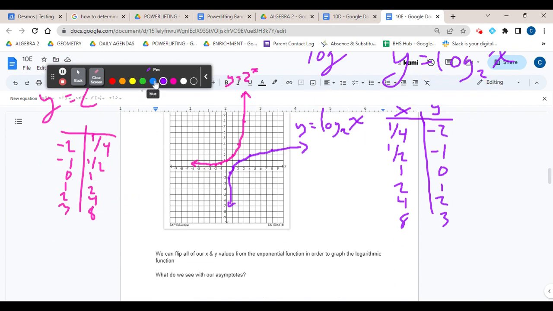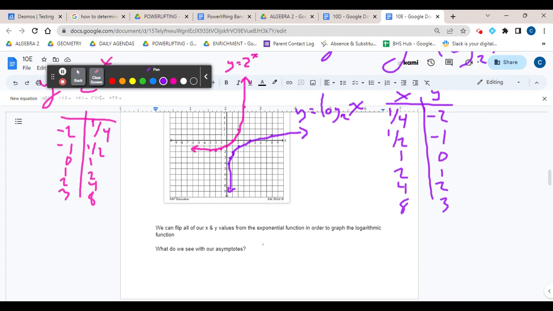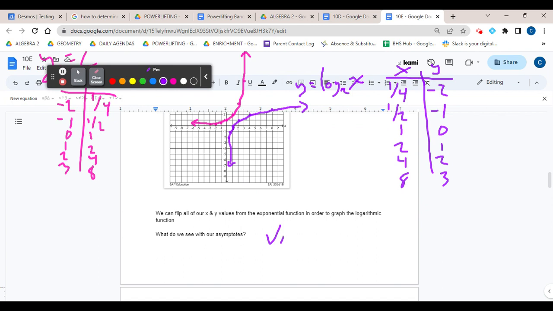And so what we see with our asymptotes here is now, okay, on the original one, the exponential, we had a horizontal asymptote at y equals 0. Now we're going to have a vertical asymptote at x equals 0, which is also the y-axis. In addition, when we think of our domain and our range, well, our domain and our range are going to flip from the other one.